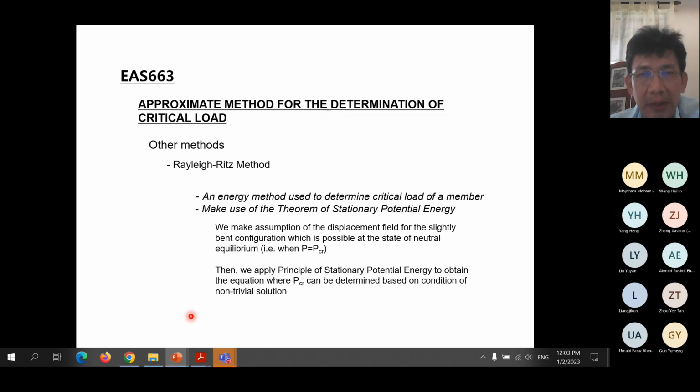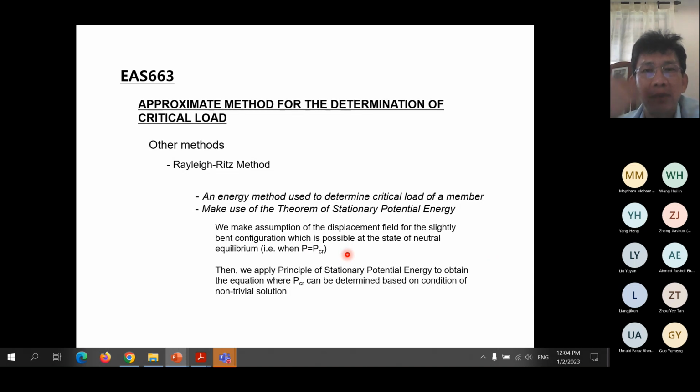But in Rayleigh Ritz method, we make assumptions about the displacement field. The displacement field for what? For the slightly bent configurations, which means if it is going to buckle, okay, it's going to buckle. So what is the buckle shape? We make assumption of that in Rayleigh Ritz method. So this assumption that we make is for the displacement field of the slightly bent configurations, which is possible at the state of neutral equilibrium.